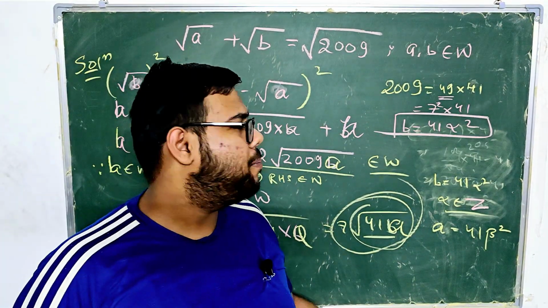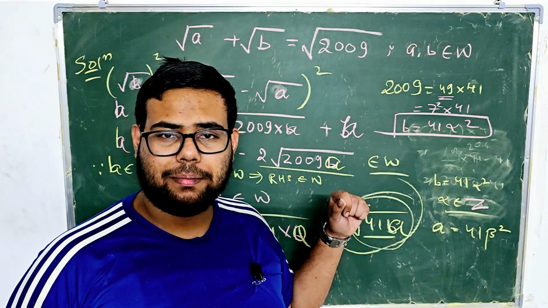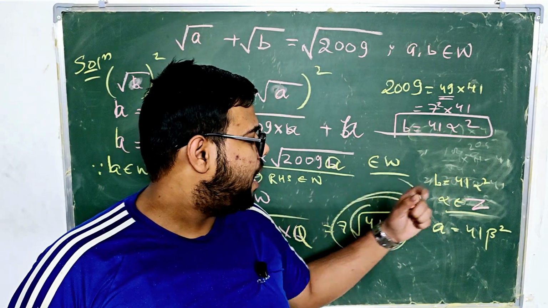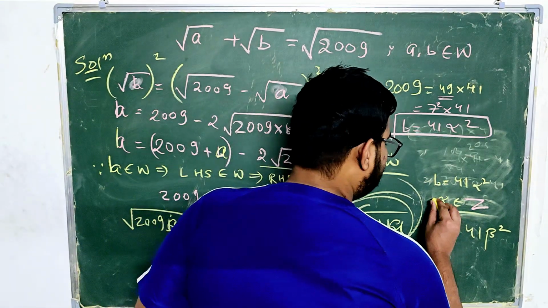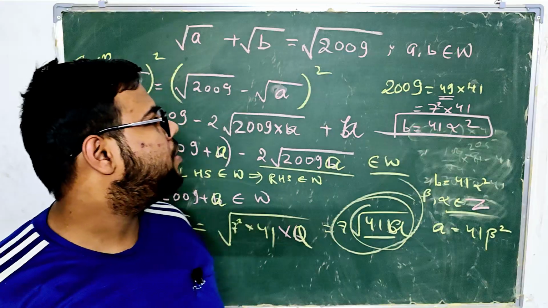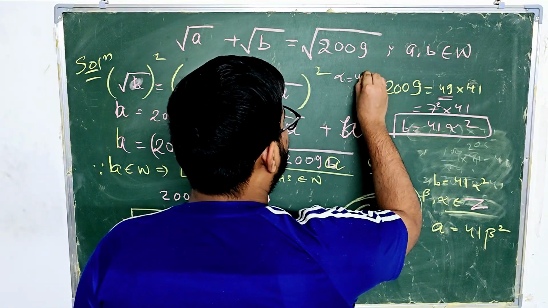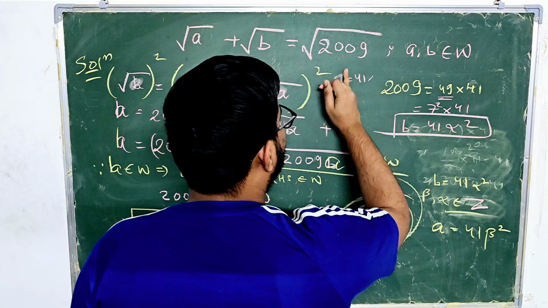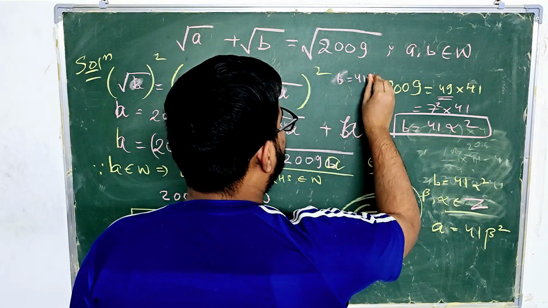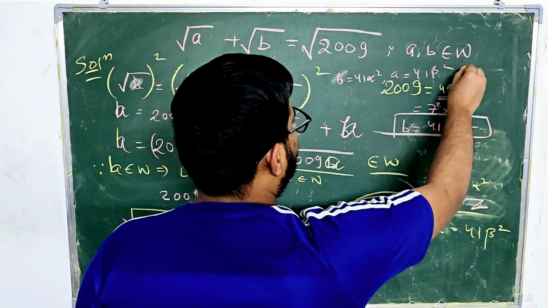So it means that both A and B should be a square multiple of 41, and alpha and beta both can belong to integers. Okay, so we have deduced the relation that B is equal to 41 alpha square, and A is equal to 41 beta square.